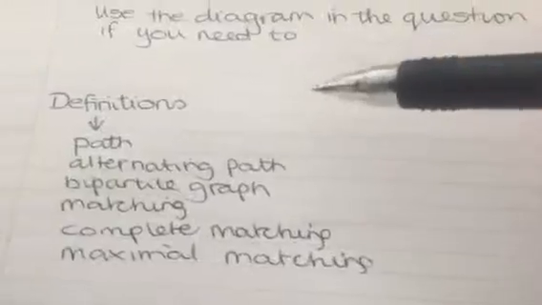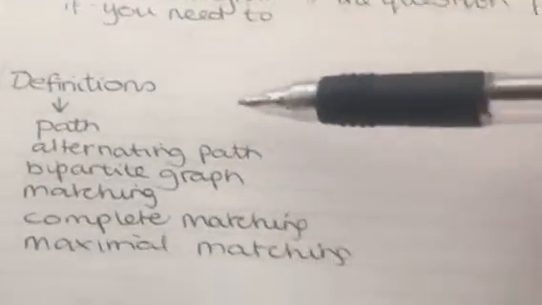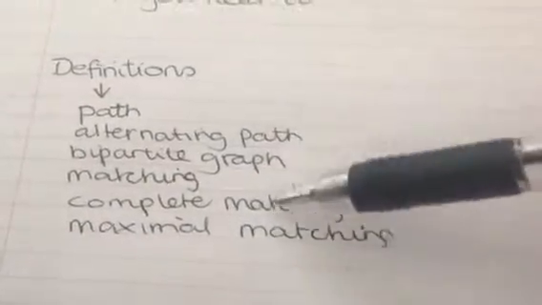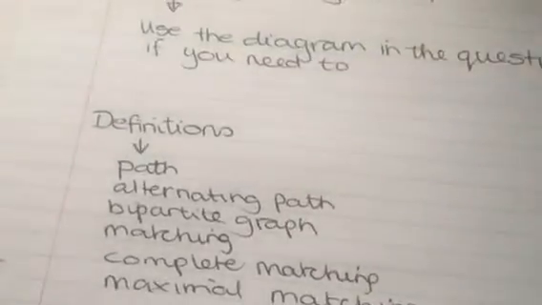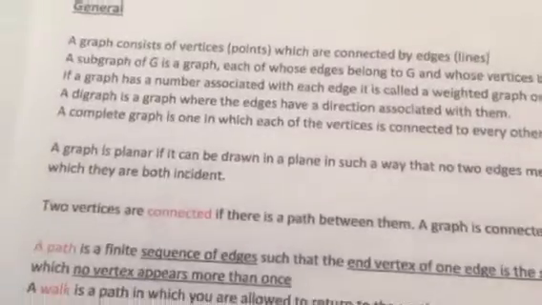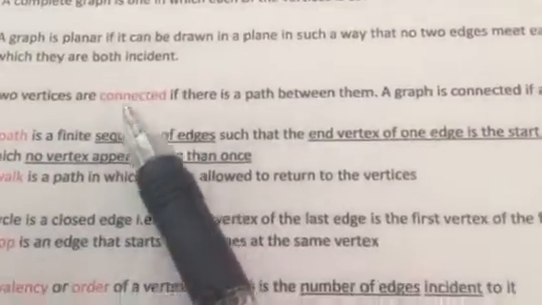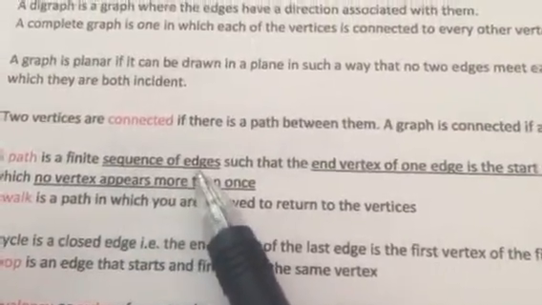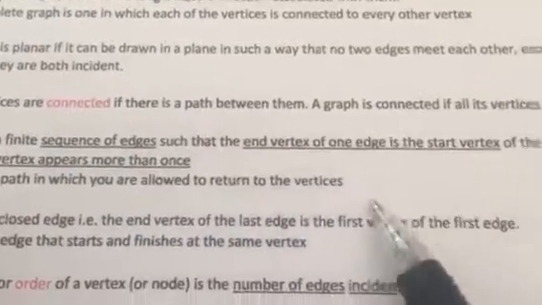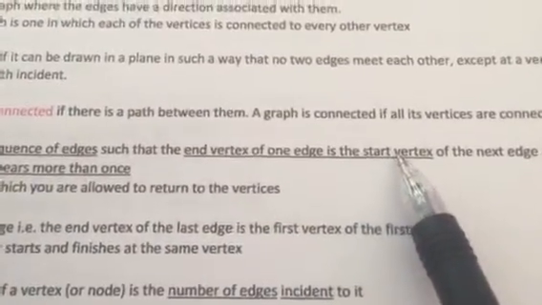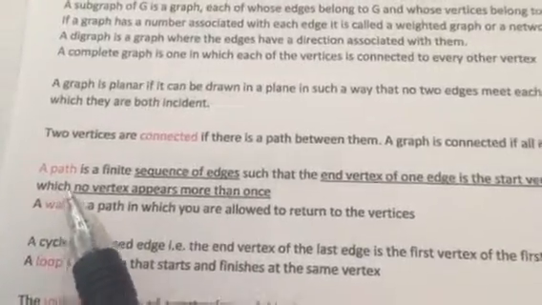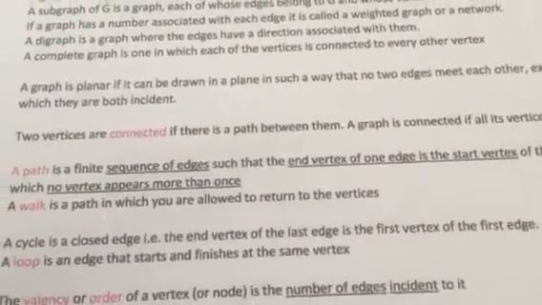There are a number of definitions that you need to learn. These are the definitions that might come up on a matchings question. So a path is a finite sequence of edges such that the end vertex of one edge is the start vertex of the next edge, and in which no vertex appears more than once. All of these definitions are on the definition sheet. Print them out, learn them.